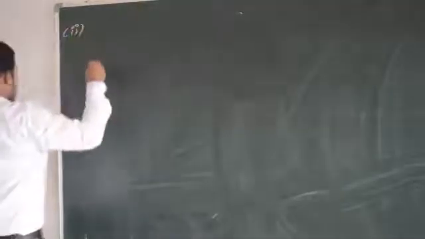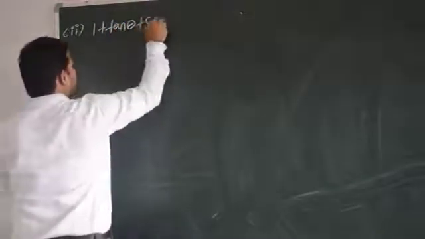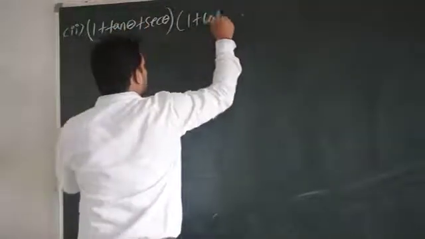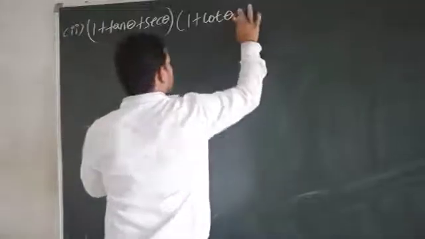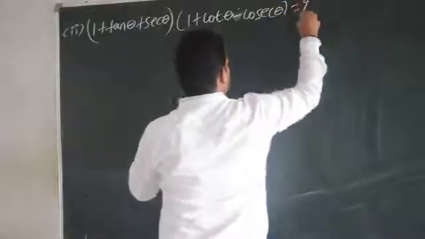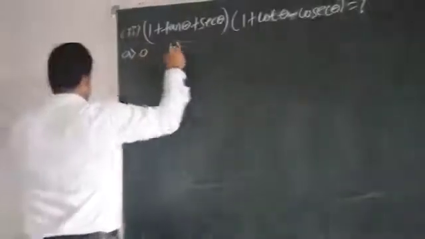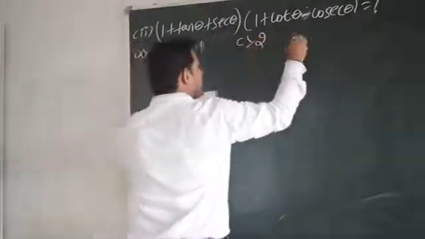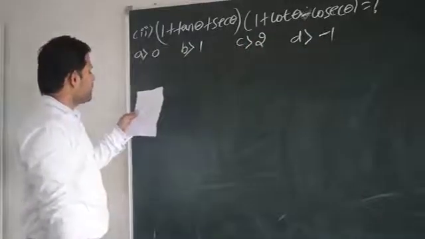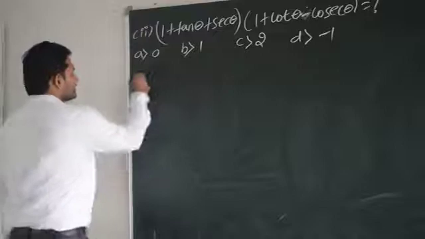Let us solve it. (1 plus tan theta plus secant theta) into (1 plus cot theta minus cosecant theta) is equal to question mark, and options are given here. Options are A 0, B 1, C 2, D minus 1. Let me check the question once again. (1 plus tan theta plus secant theta) (1 plus cot theta minus cosecant theta) is equal to how much, they are asking. So let us solve this.